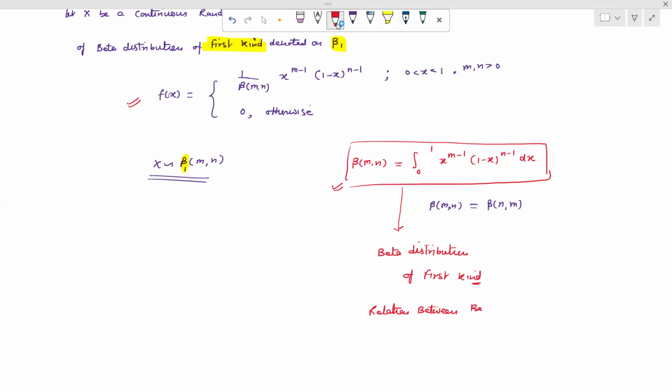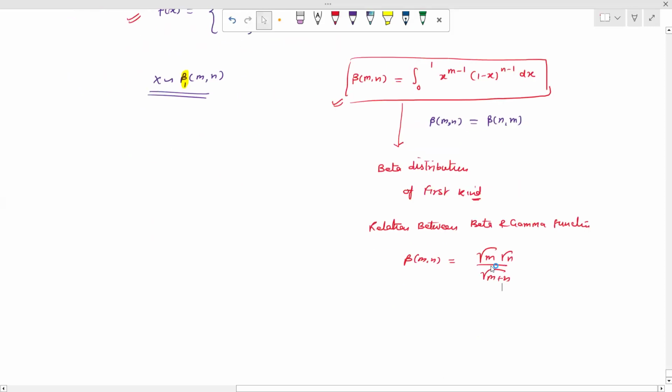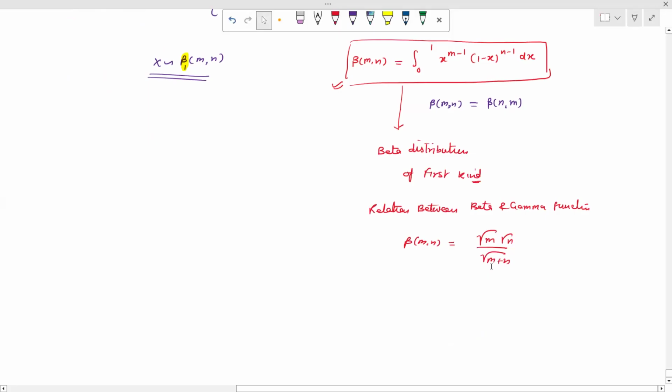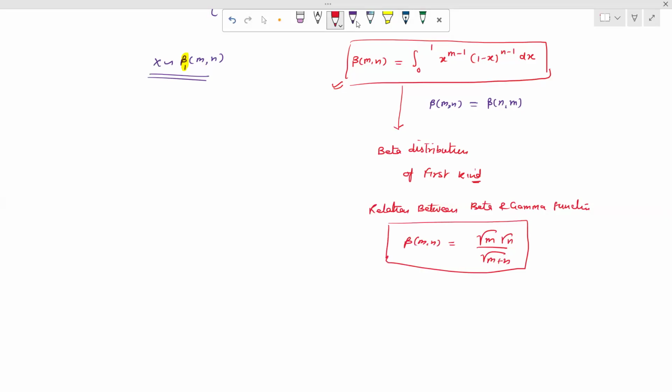Beta and gamma function. What is the relation between beta and gamma function? The relation is beta(m,n) is equal to gamma(m) gamma(n) upon gamma(m plus n). So when we know the value of m and n, we can obtain the value of beta(m,n) by using this relation. So this is the relation between beta and gamma. We will use this relation.